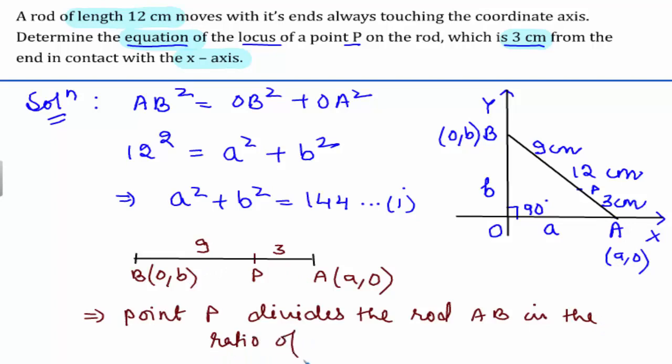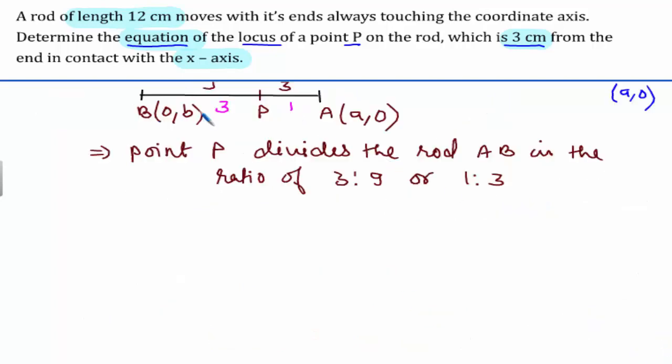Or we can say that 1:3. So this implies this is 1, this is 3. Now let us apply the section formula to find the coordinates of the point P. Let the coordinates of the point P be x, y.